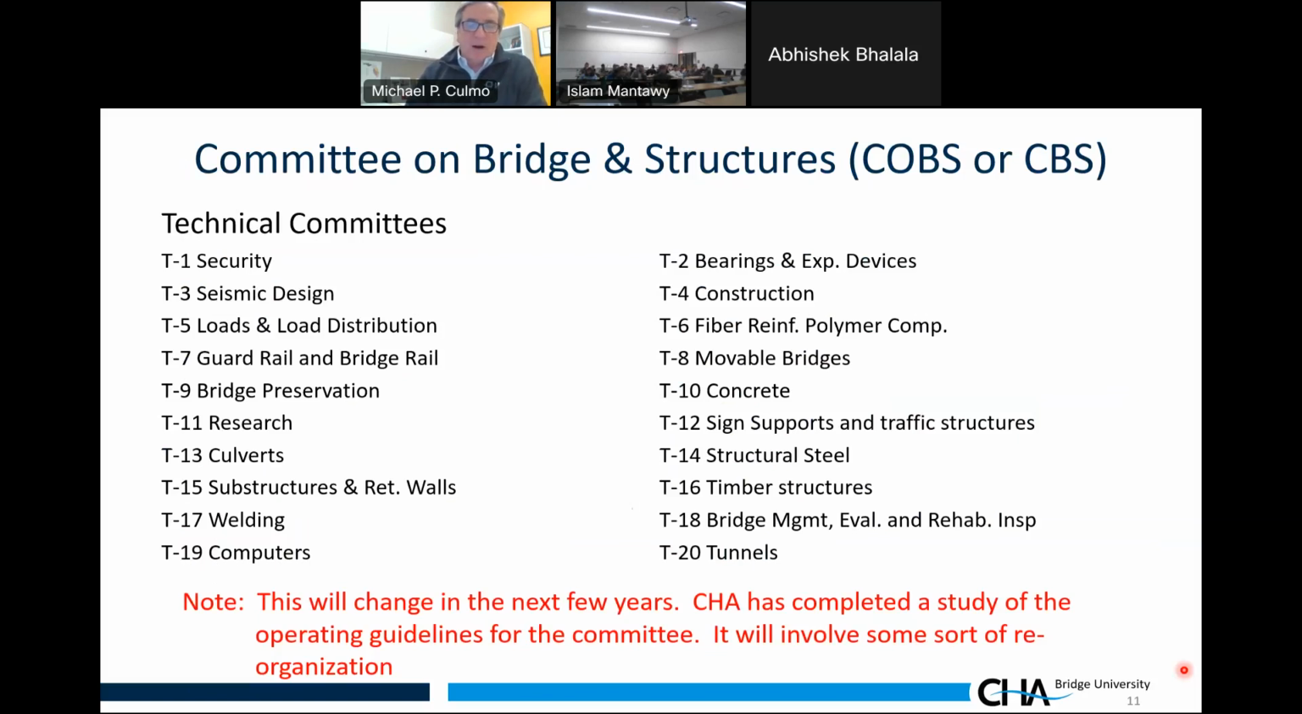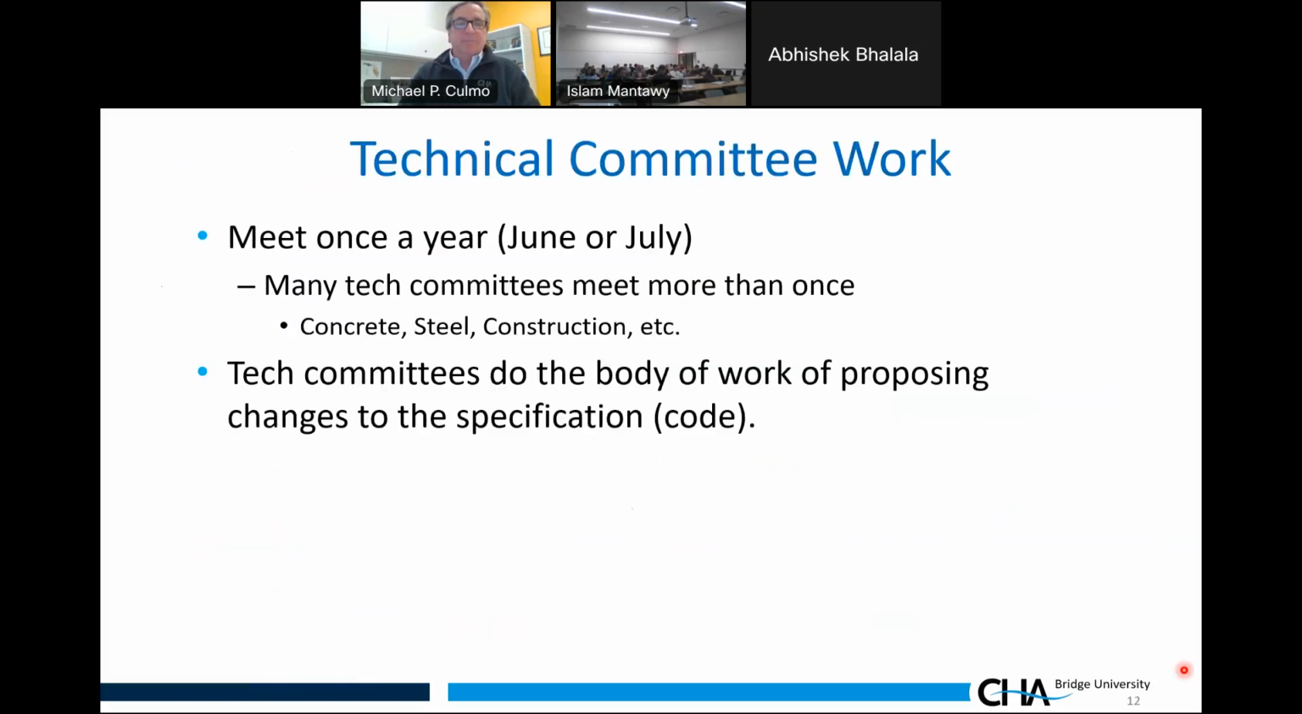I put a note on the bottom. This will change in the next few years. Our company, myself, I was hired to look at their committee structure and make recommendations to improve their committee structure. And there will be a change. The 20 committees will probably reduce down to 13 committees. And we're combining a few committees to make them more efficient. So that'll probably come out probably next summer. That'll be a change. But for now, this is what you need to know.